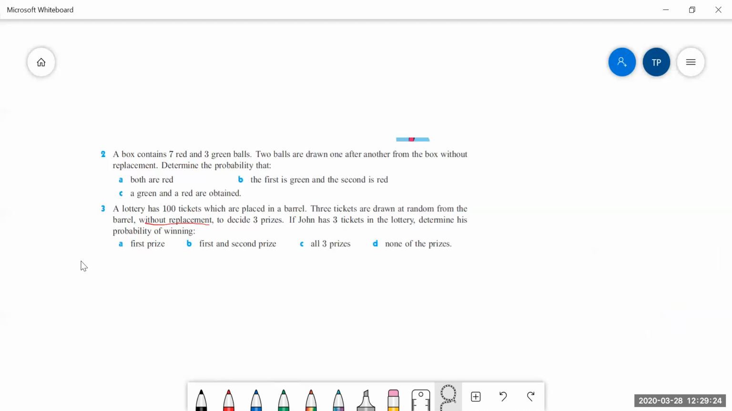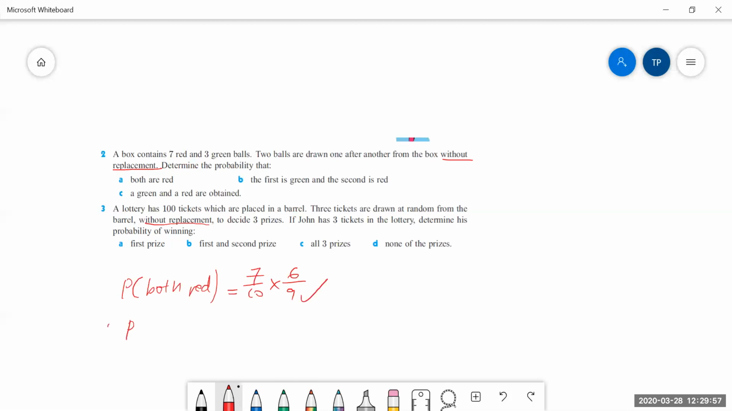Okay, a box contains 7 red and 3 green. 2 balls are drawn one after another from the box without replacement. Find the probability that both are red. So firstly, very important point, without replacement. If we want the probability of both red, the probabilities will affect each other. They are dependent events. So once again, 7/10 times 6/9.